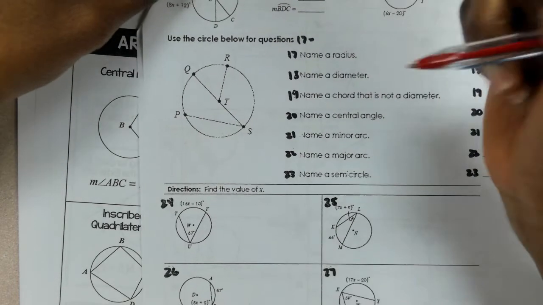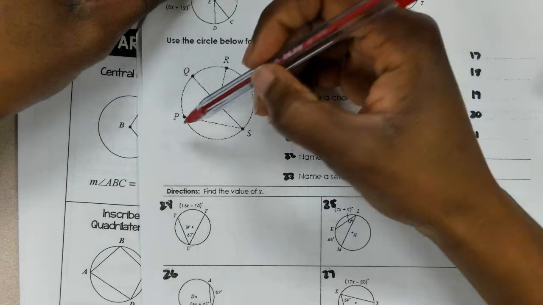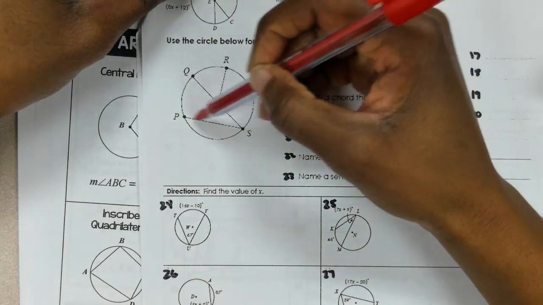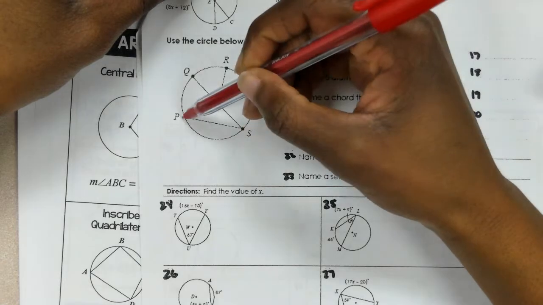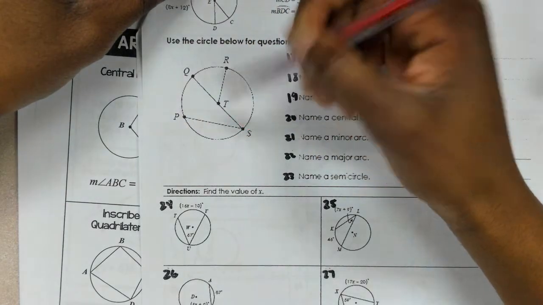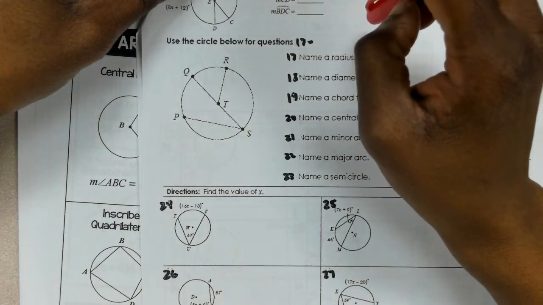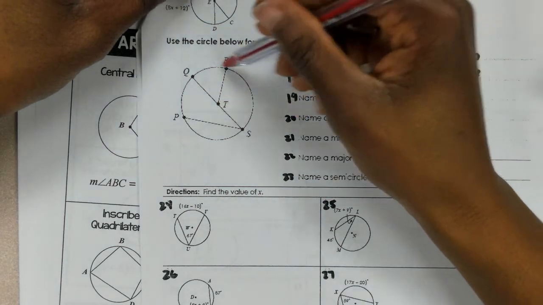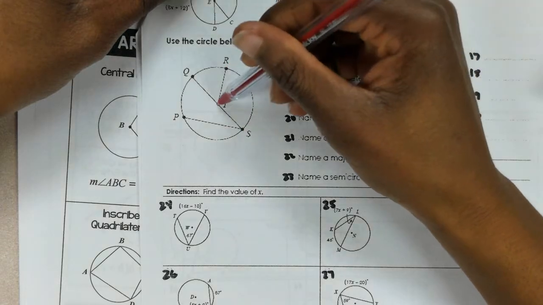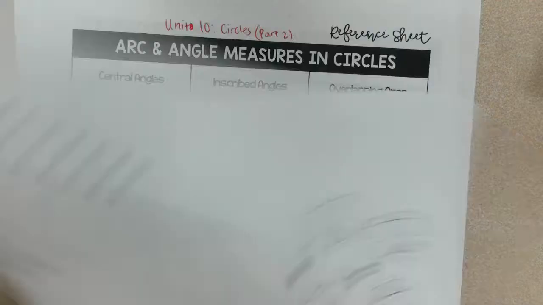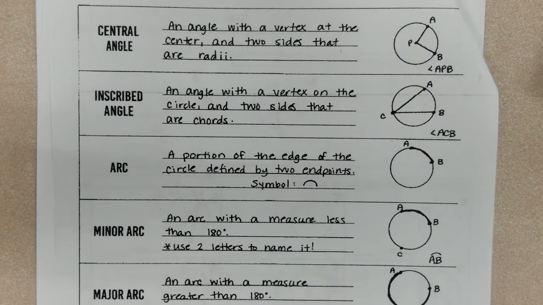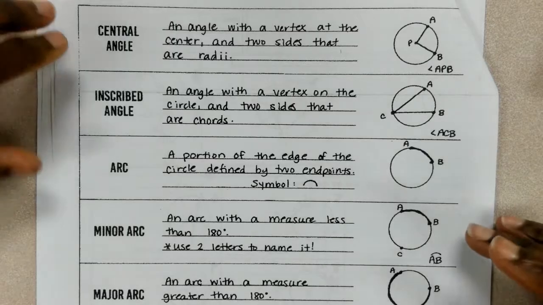The third type was a chord, which is a segment that has both of its endpoints on the circle, so PS would be a chord. And we also talked about just what a circle is: a set of points equidistant, the same distance away, from a center point T. Okay, now some new vocab words that we're going to use for the second part of this circles topic. Unit 9 was part 1, and this is the second part.